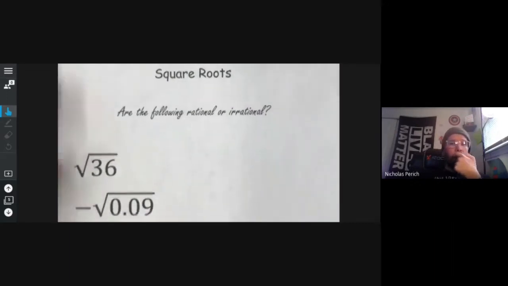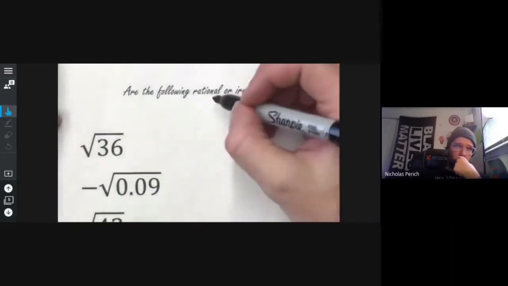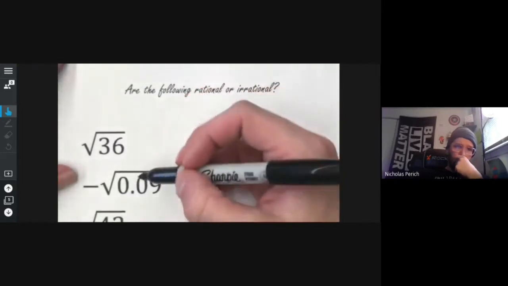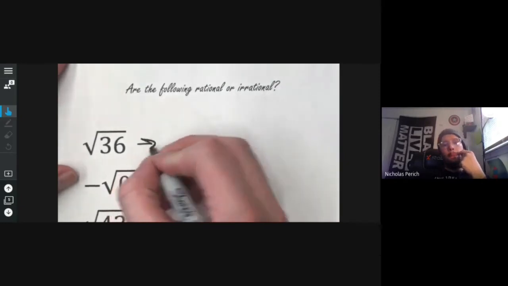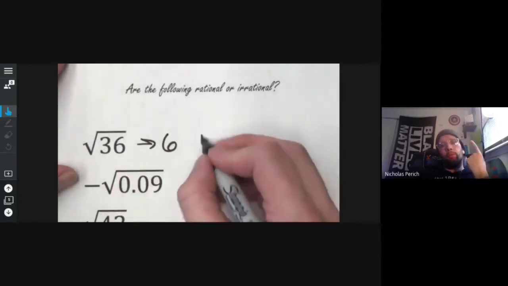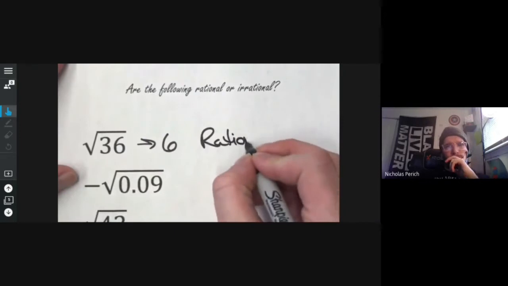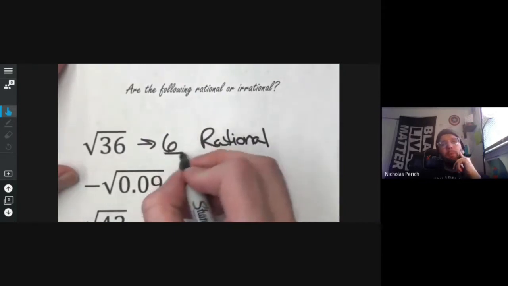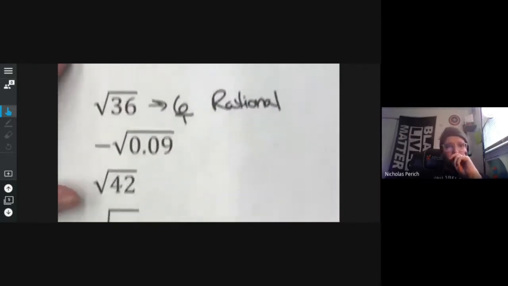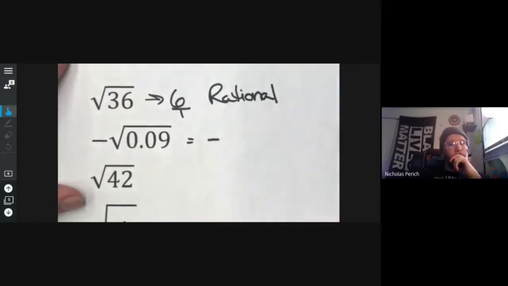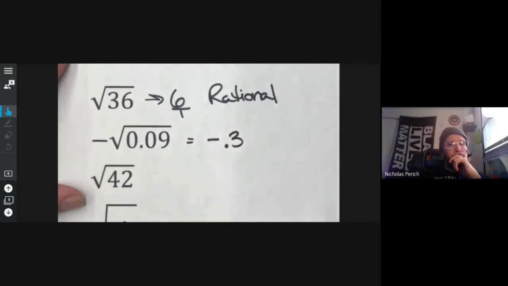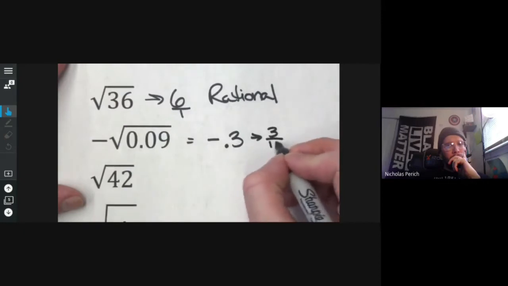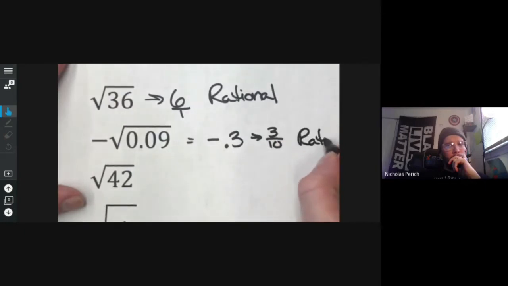Square roots, rational or irrational. Remember, rational means you can write it as a fraction. So we have to figure out what each one actually is and then determine if it's a fraction or not. Square root of 36 is 6, which means that's rational. And if you're like, 6 isn't a fraction, well, it is if you put it over 1, silly goose. Negative square root of 0.09 is negative 0.3, which may not look like a fraction, but 0.3 is the same as 3/10 because it's read out 3/10, and that's rational.